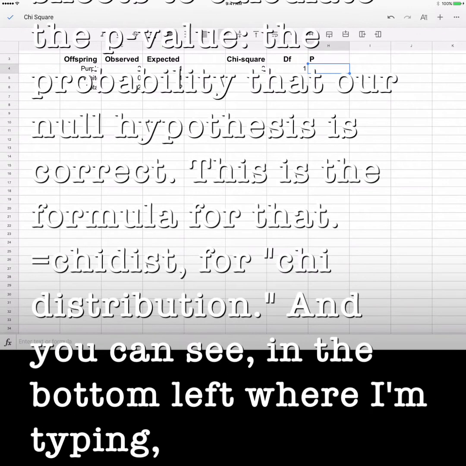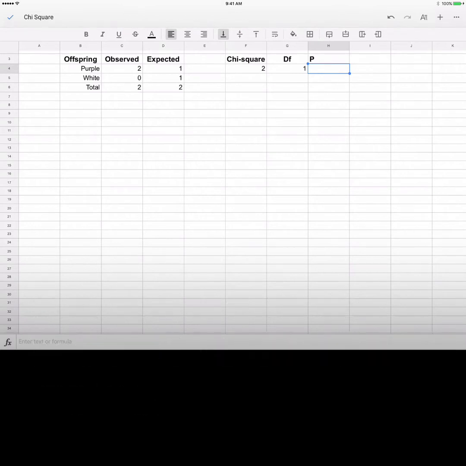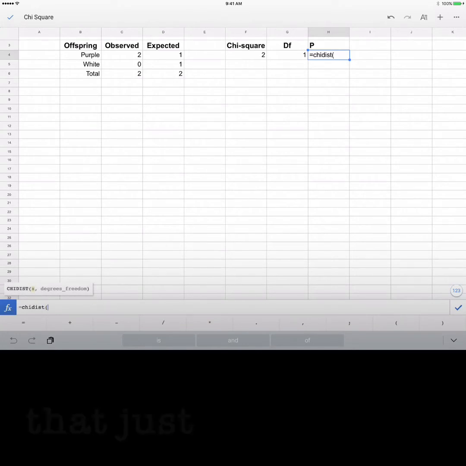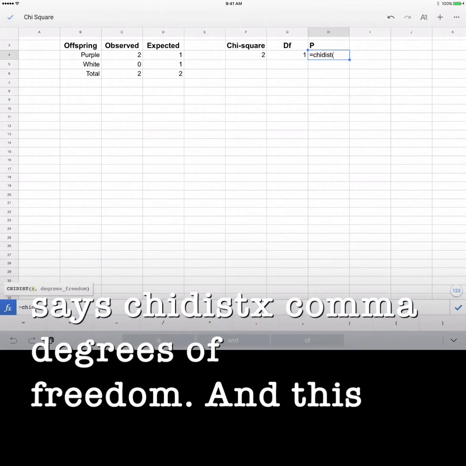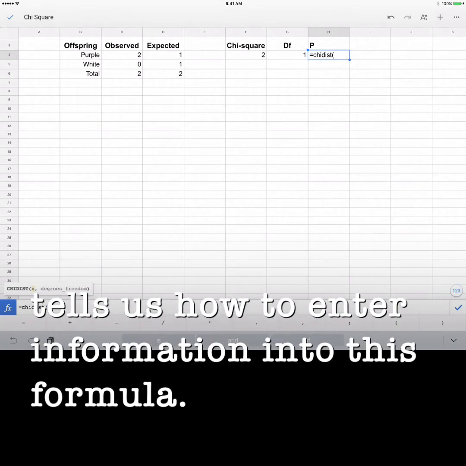We can use Google Sheets to calculate the p-value, the probability that our null hypothesis is correct. And this is the formula for that, equals chi-dist for chi-distribution. And you can see in the bottom left where I'm typing that just above that it says chi-dist x comma degrees of freedom, and this is the prompt that tells us how to enter information into this formula.